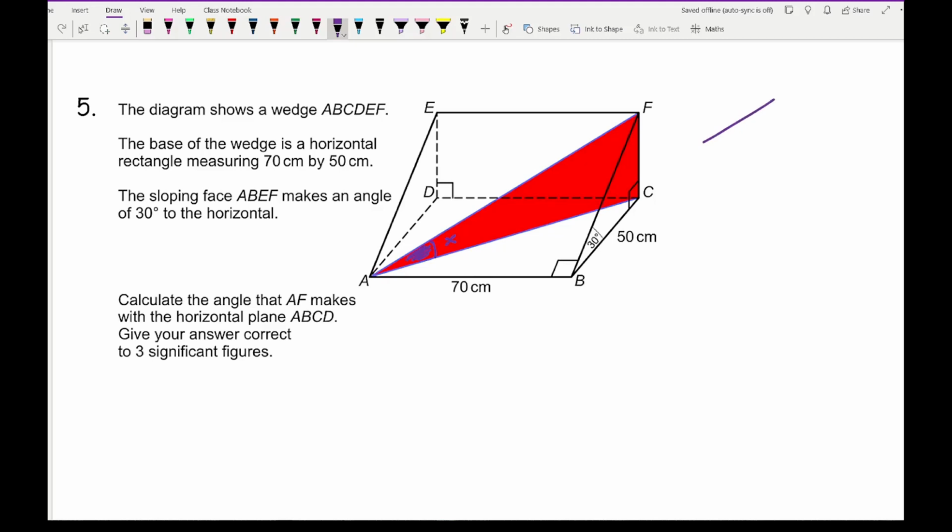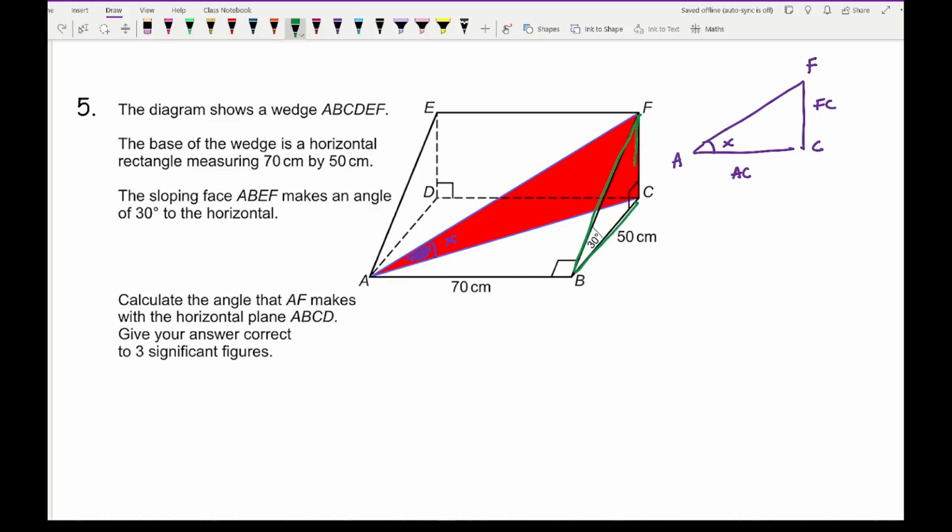So let me just quickly draw that triangle out. I've got A, F, and C. Then all I need to do is ask myself, do I know any of these sides? At the moment, no, I do not. So I need to find what A to C is, and I need to know what F to C is. So let's look at this triangle here.